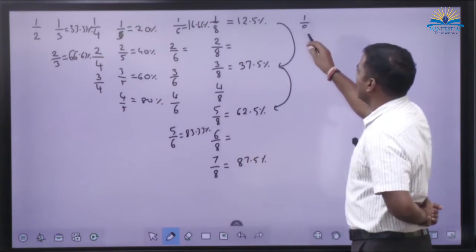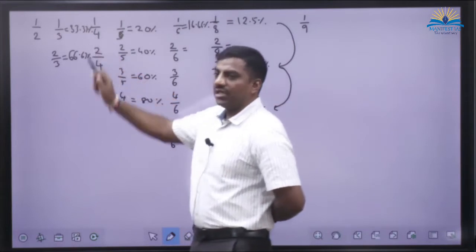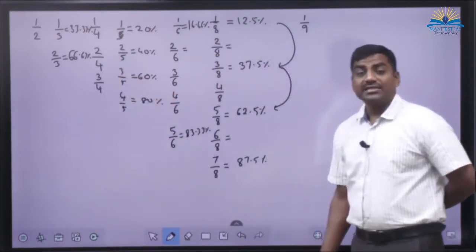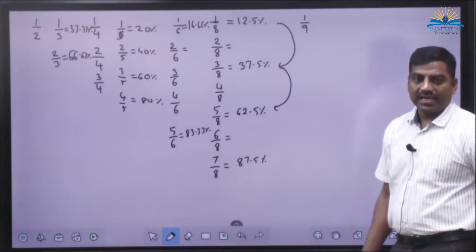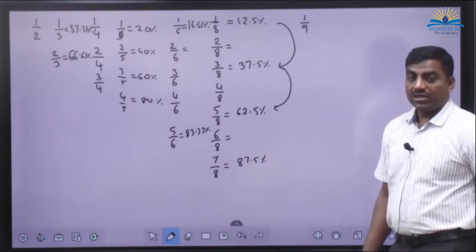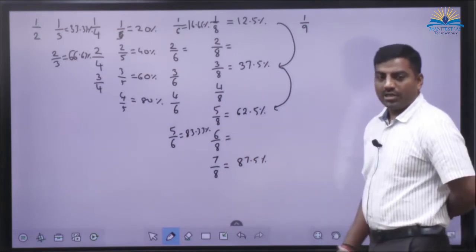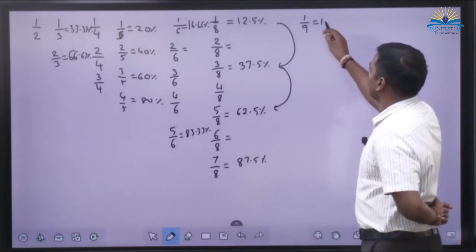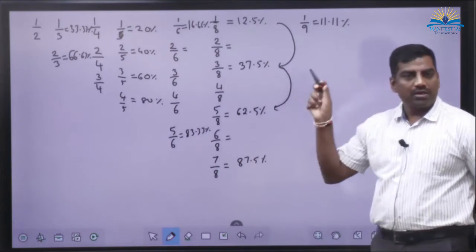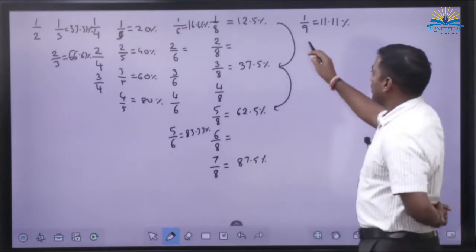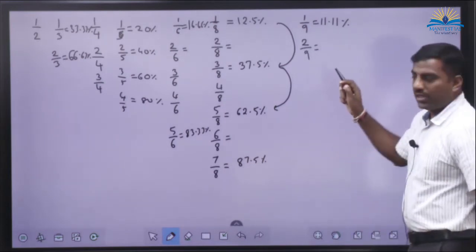Now, 1 by 9. See, 1 by 3 is 33.33%. 1 by 9 is 1/3 of that, no? 1/3 into 1/3 will get 1 by 9, correct? So 1/3 of 33.33 is 11.11. This is recurring, 111111, it will be recurring. Then 2 by 9, 2 times of this, no? It will be fun.